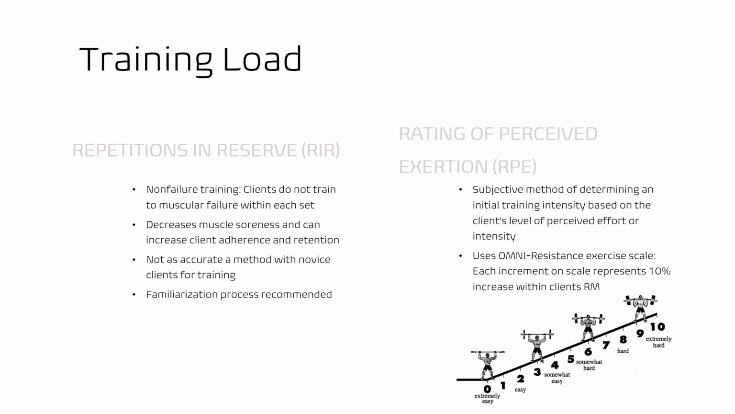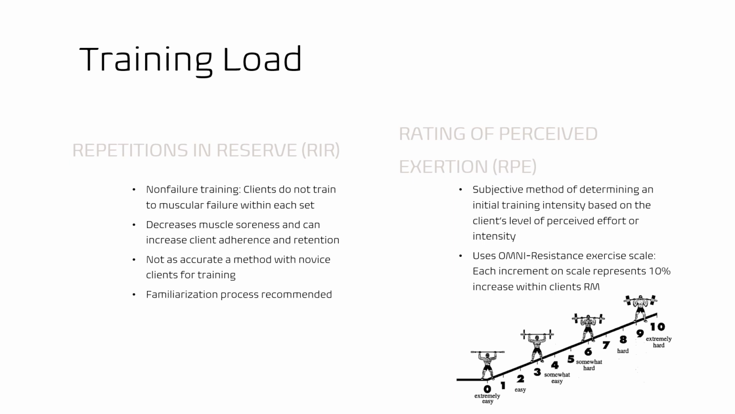RIR can be used in conjunction with other training methods and principles. For example, you can combine it with prescribed rep ranges, such as aiming for 2 to 3 RIR within a rep range of 8 to 12. This allows for flexibility while still providing structure to the training.